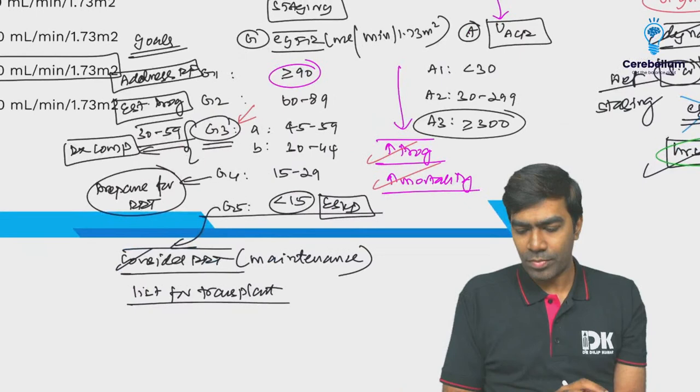I can write ceftriaxone for 14 days, which is fine for pyelonephritis. Any pyelonephritis, you have to treat for 14 days at least. But this is not enough if the patient has risk factors for MDR, if the patient is having risk factors for multi-drug resistant organisms.